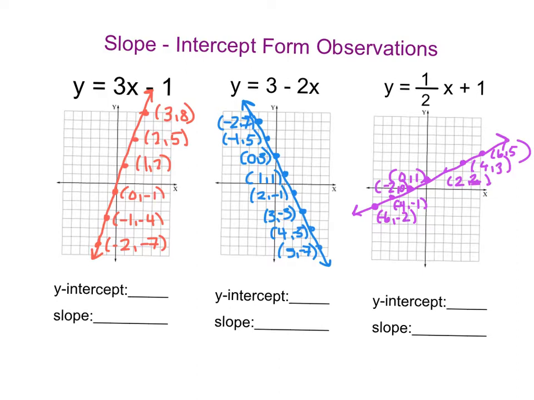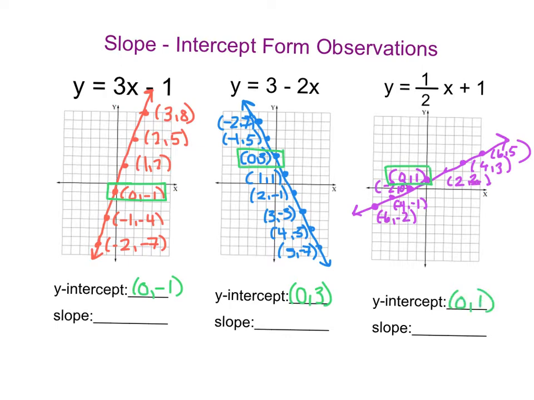When I look at these graphs, when I look for the y-intercept, I'm looking for the point where I cross the y-axis. Here on the first graph, I find that my y-intercept point occurs at (0, -1). On the next graph, this occurs at (0, 3). And on my next graph, I note that this occurs at (0, 1).